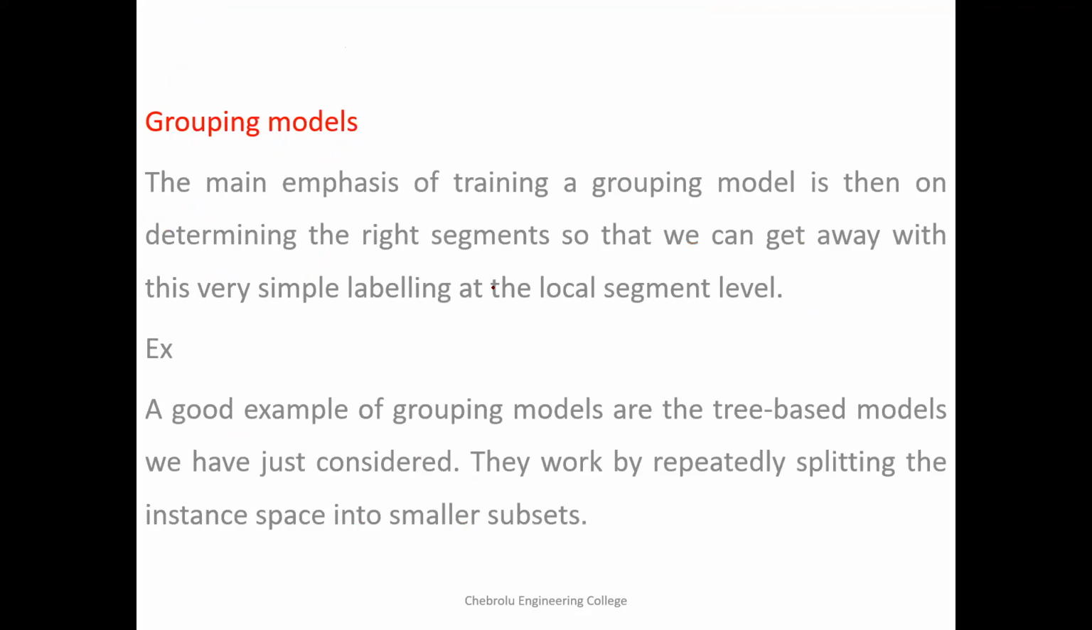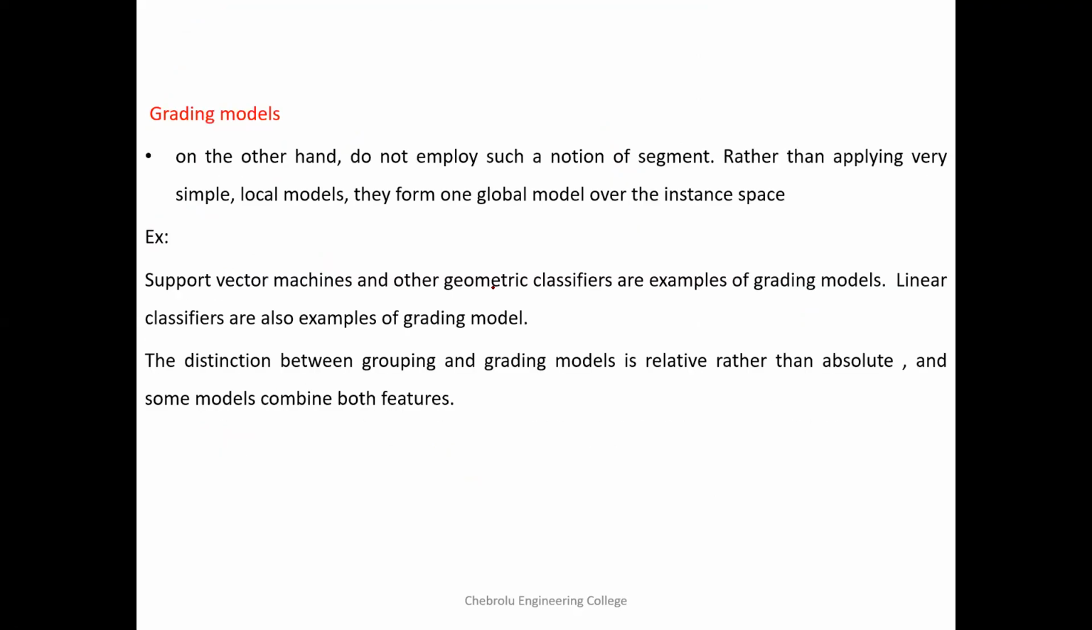The main emphasis of training a grouping model is on determining the right segment, so that we can get away with very simple labeling at the local segment level. A good example of grouping models are the tree-based models we have just considered. They work by repeatedly splitting the instance space into smaller subsets. Grading, on the other hand, does not employ such a notion of segments. Rather than applying very simple local models, they form one global model for the instance space.